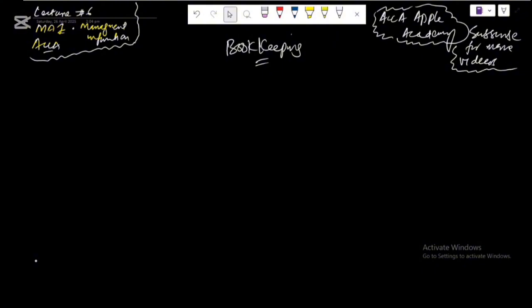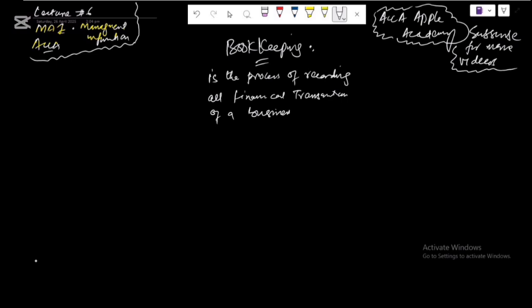So first, you have to understand what bookkeeping is. Bookkeeping is simply the process of recording all financial transactions of a business. So the process through which you are recording all the financial transactions of a business is called bookkeeping. Let me create a scenario here.